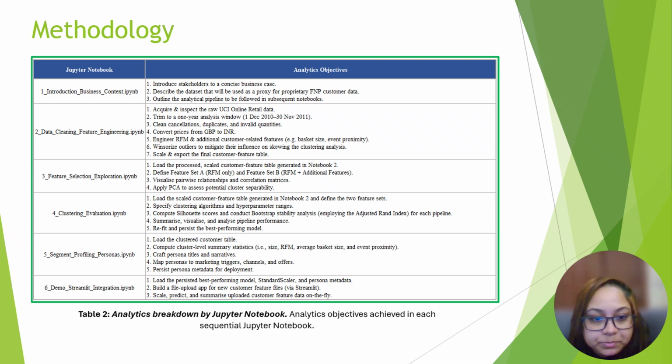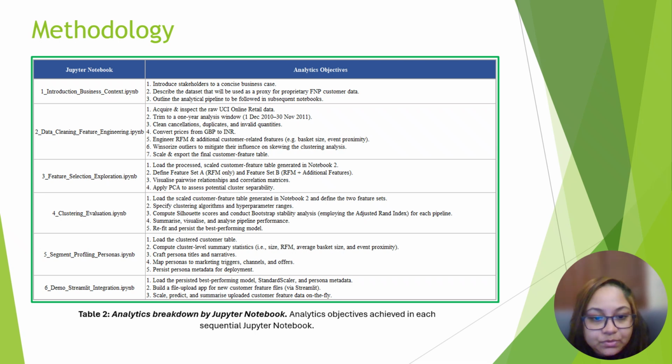And then we proceeded to notebook 3, which is feature selection and exploration. So the processed and scaled customer feature table generated in notebook 2 was loaded. Then feature set A, which is RFM only, and feature set B, which is RFM plus additional features, were defined, two different competing feature sets. Then pairwise relationships and correlation matrices were also visualized. Then PCA was used to assess potential cluster separability.